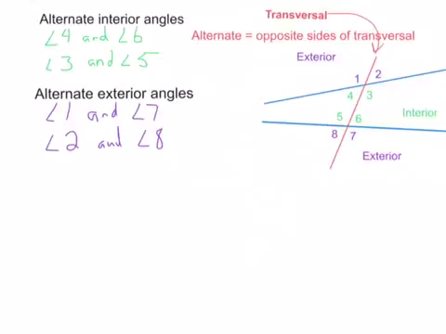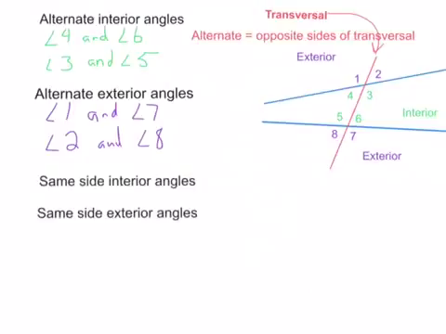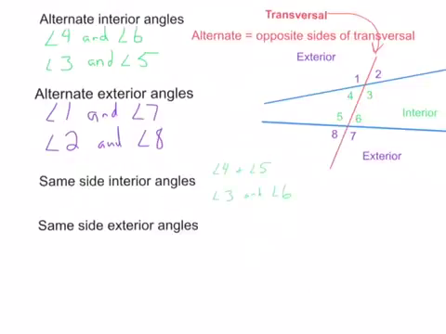Next we want to talk about angles that are called same side interior angles or same side exterior angles. Same side interior angles are going to be angles that are on the same side of the transversal but interior of the blue lines. So we have angles 4 and 5 are same side interior angles, and so are angles 3 and 6. And we have same side exterior angles. Same side exterior angles are going to be, again, same side of the transversal, but on the exterior. So 1 and 8 are same side exterior, and angles 2 and angle 7 are same side exterior angles.